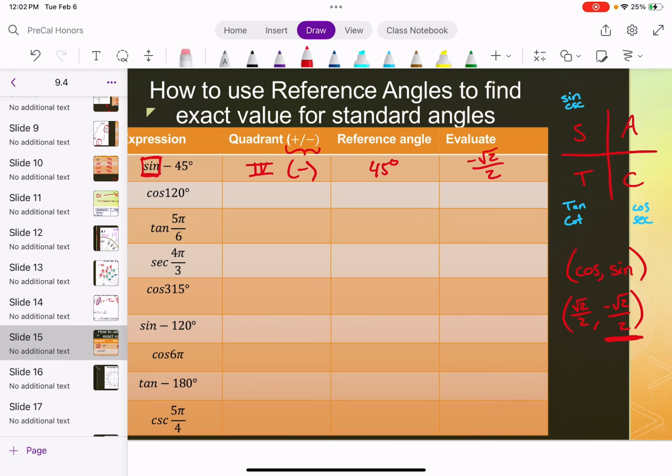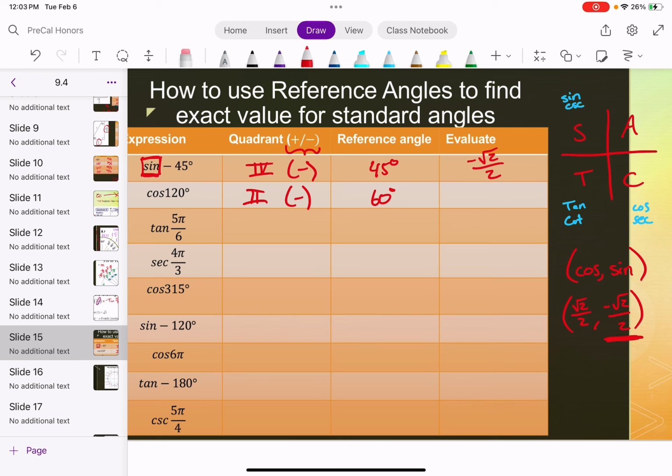First thing would be to take a look at your 120 degrees. Your 120 degrees would actually fall within quadrant 2. Now we know that in quadrant 2, the only thing that is positive would be your sine or cosecant. In this case, this would be negative. Our reference angle for this would be 60 degrees to get up to 180.